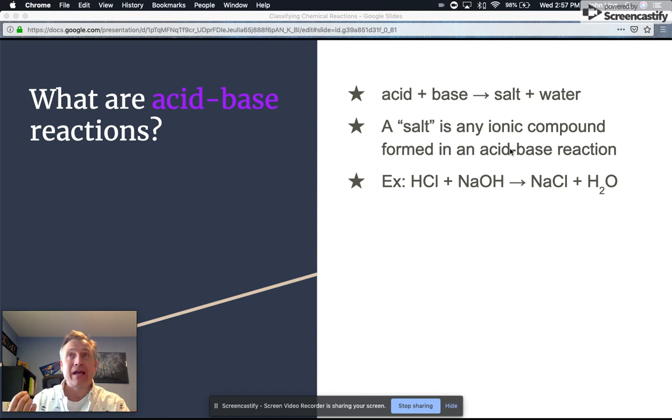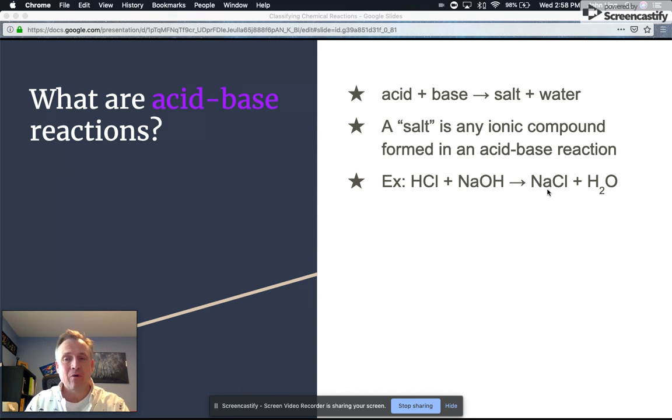A salt is just a solid that forms when two liquids are mixed or two aqueous solutions are mixed together. It's just part of the reaction that happens. And this happens during acid-base reactions. So let's see how this works. Hydrogen chloride, which is a strong acid, and sodium hydroxide, which is a strong base. Two classic acids and bases. These react together, and out of this you get sodium chloride, which is your salt, NaCl, and your water.